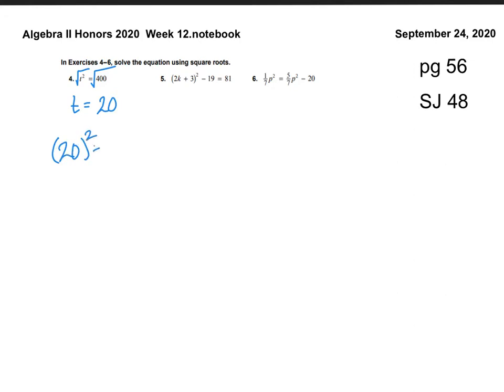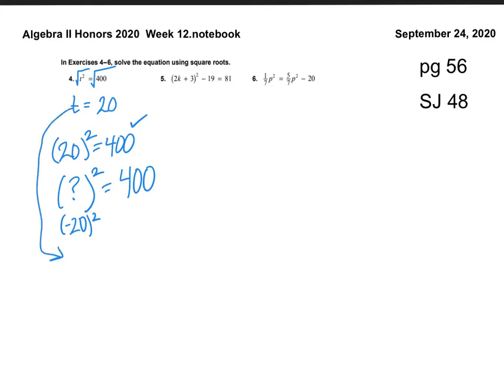20 squared is 400. I agree. But is there another number that I can square that would give me 400? And hopefully, in your mind, you said, yes, I can square negative 20 and get 400. When you take the square root of both sides, you have to use the plus or minus sign because we do not know if you are talking about a positive 20 for t or a negative 20 for t, because both of those answers can be squared and give you a positive 400.